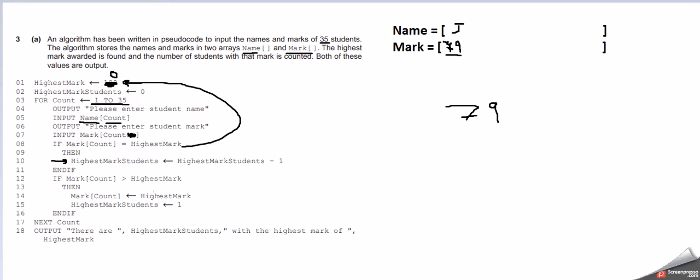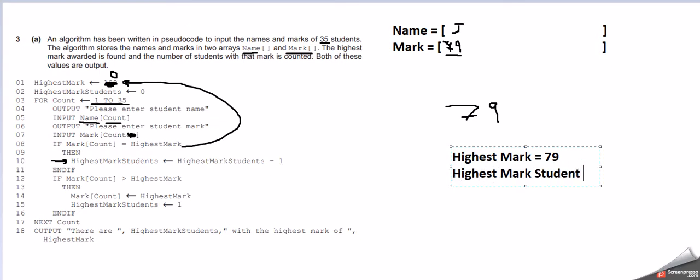What we want to do, if it equals the highest mark, is do it so that, let's have a variable called highest mark will equal 79, and we then want the highest marked student to go up by 1. So at the moment we've got J, so who's got 79, so let's have highest marked student or something like that equals 1.